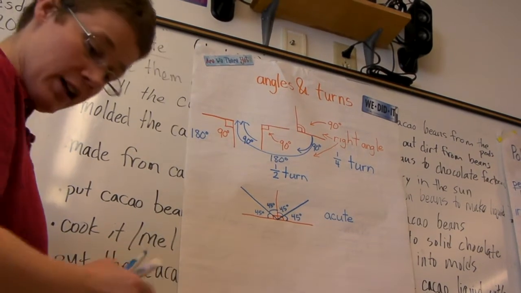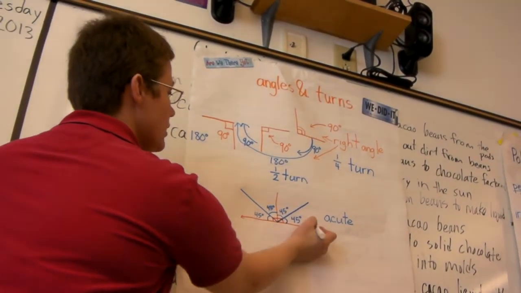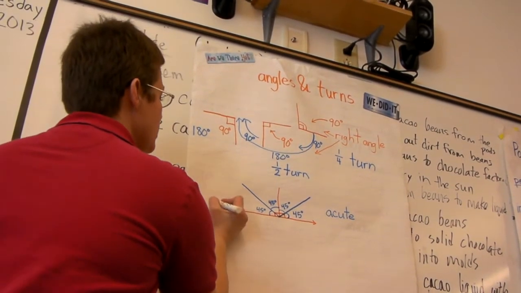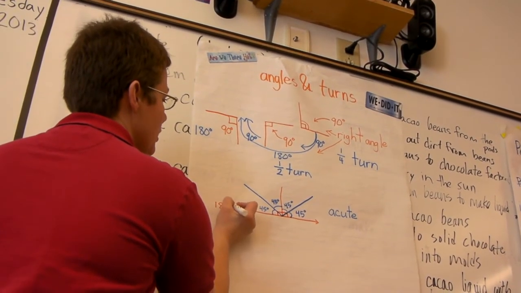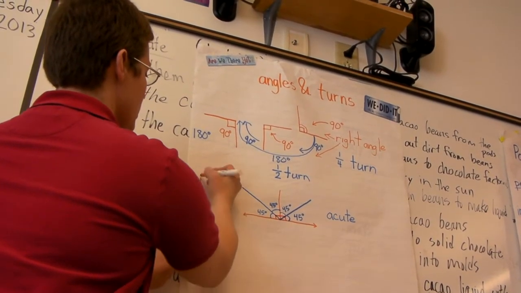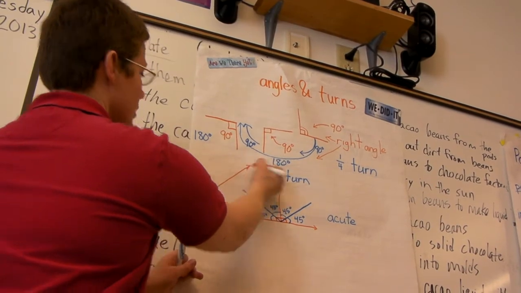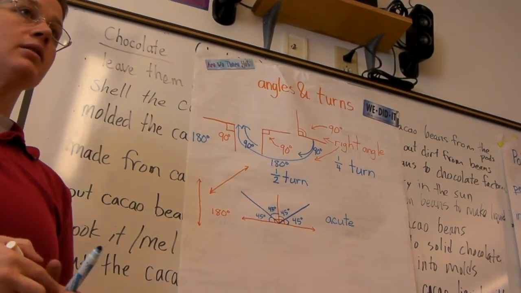Okay? And if I have a straight line like this, here, make that even a line if I want, it's going to be 180 degrees. No matter which direction. It could be this way, still 180. Look, it could even be this way, guys. That straight line is still 180 degrees.